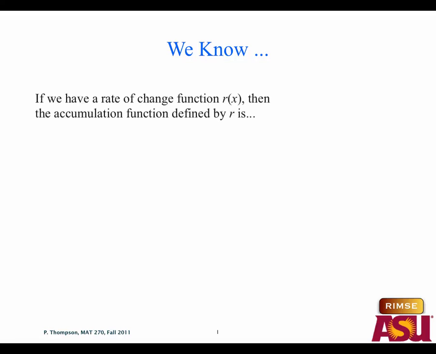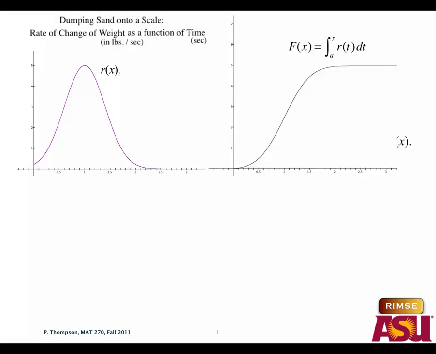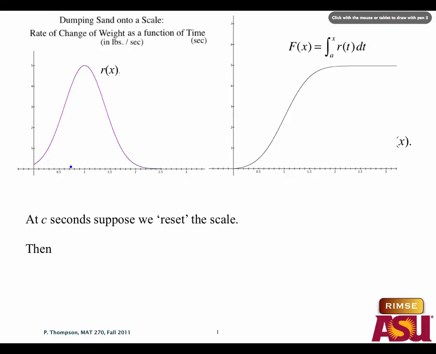So remember, if we have a rate of change function, R, this accumulation function defined by R is capital F, the integral from A to X of R(t) dt. So far we've said A is the starting point of accumulation. Okay? And F is some antiderivative of R. But remember our sand example. Suppose at C seconds, just anywhere along here, the sand is dumping onto the scale. Somewhere here at C seconds.